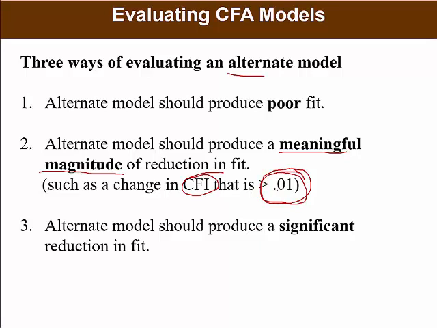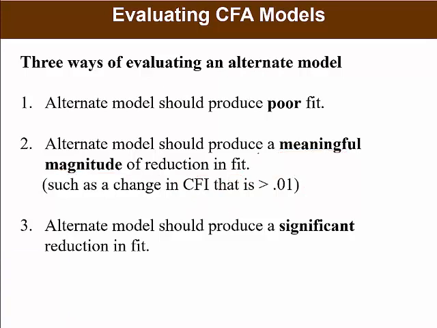So one way to do it is to say if the difference between the two models in the comparative fit index is greater than 0.01, you will call that a meaningful magnitude of change, or a meaningful reduction in fit. And therefore you could say that this alternate model is a meaningful amount worse than your hypothesized model, and that would provide support for your hypothesized model and be grounds for rejecting the alternate model, because it made things meaningfully worse when you added the constraint of reducing it down to, say, just one factor.